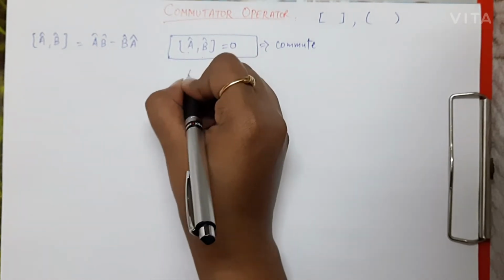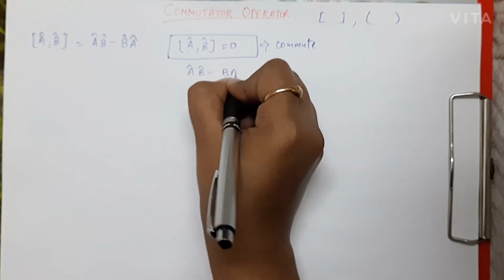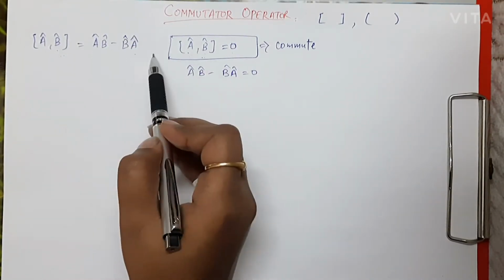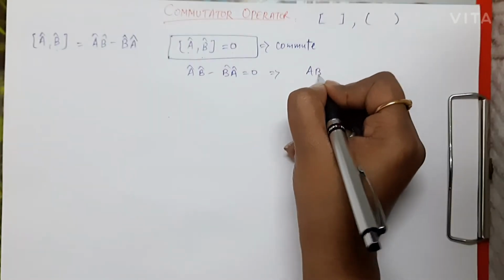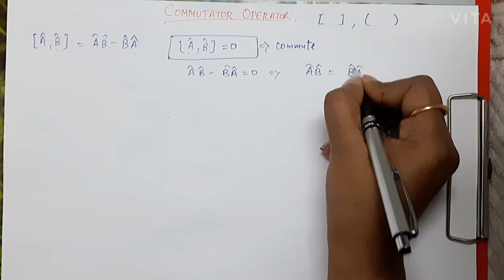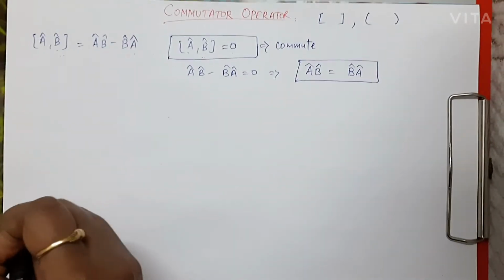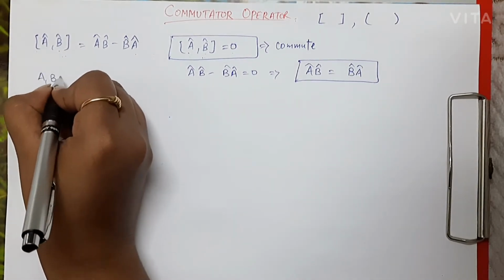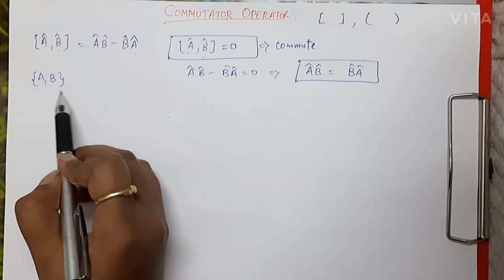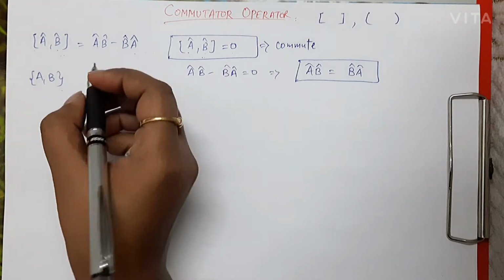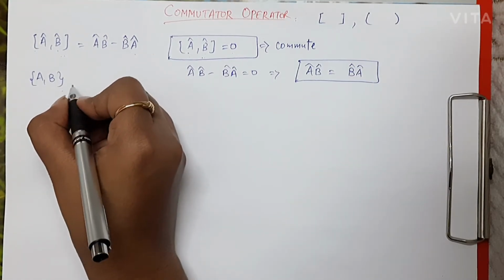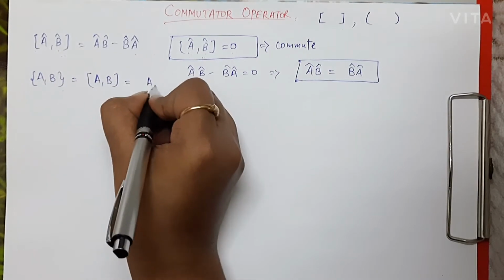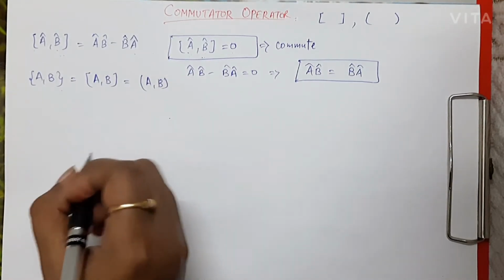Now that means AB minus BA will be equal to 0, because when the commutator bracket gets opened, it is opened as AB minus BA. So this implies that AB will be equal to BA. This is the condition for commutation. Now if in an exam a question is given in which you have to open this bracket, this is also a bracket for the commutator operator, you can write it as this or this or this, all are the same. These are all commutator brackets.